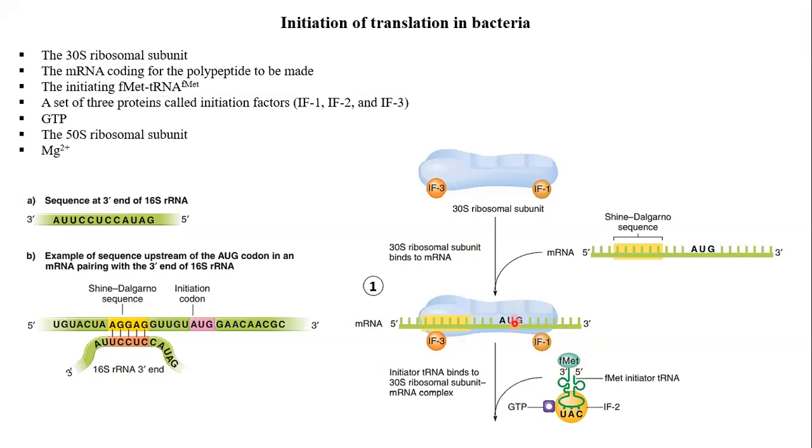So the incoming first transfer RNA will bind to the P site, and IF3 binds here. This IF3 binding prevents the premature association of the small subunit with the large subunit. The large subunit should bind at the correct time. So that's why I told you to remember the positions. IF3 prevents the premature binding of the 50S ribosomal subunit, and IF1 prevents the binding of the first transfer RNA to the A site. This is the first step of initiation.